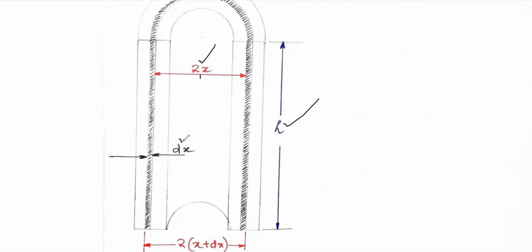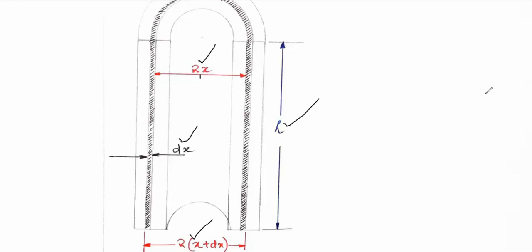Thickness of the element was dx. So therefore the outer diameter of the element will be 2x plus dx. 2x was the inner diameter and the thickness is dx, so the outer diameter becomes 2x plus dx.